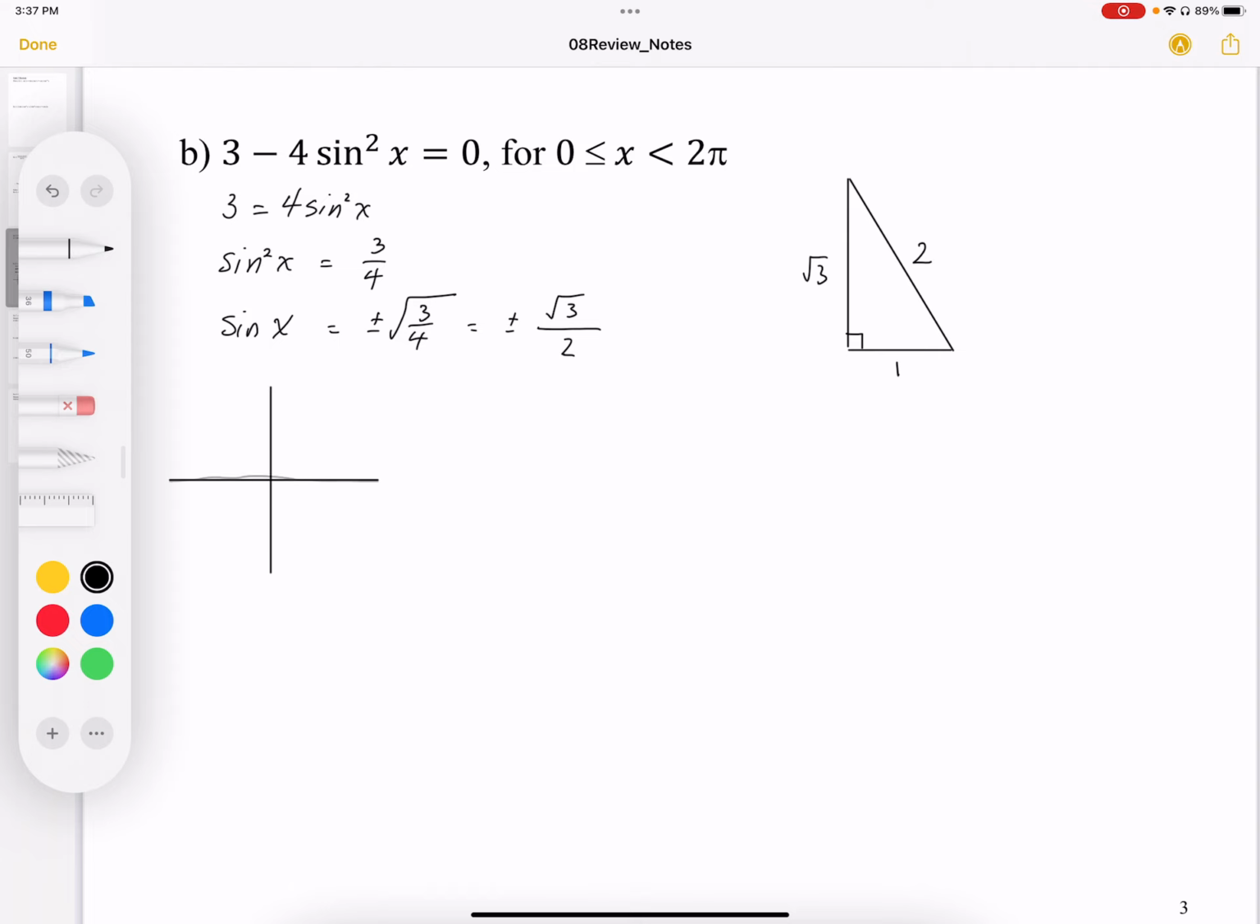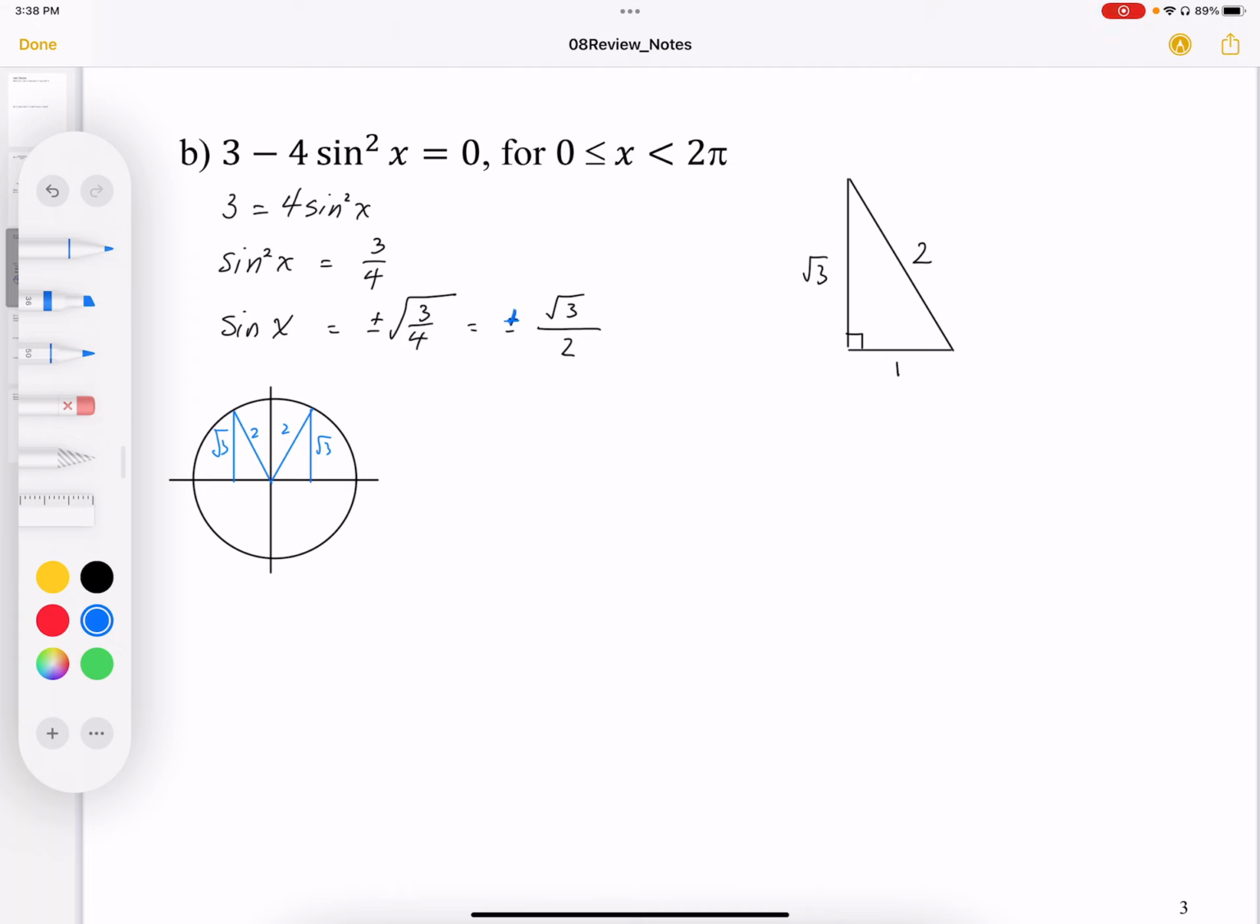So I need to undo the sine. I'm going to use my circle to undo the sine. So root 3 over 2, the positive, which I'll do in a different color, is going to be in quadrants 2 and 1. So there's going to be my root 3 over 2, my positive version of that.